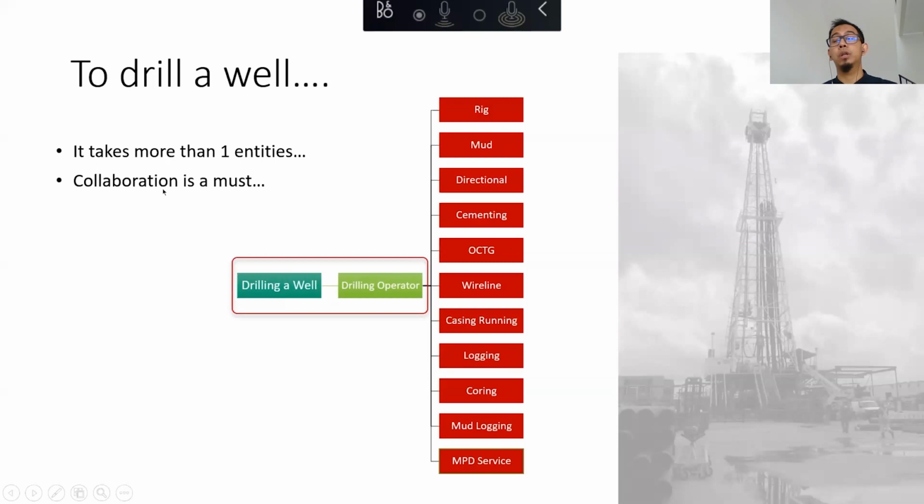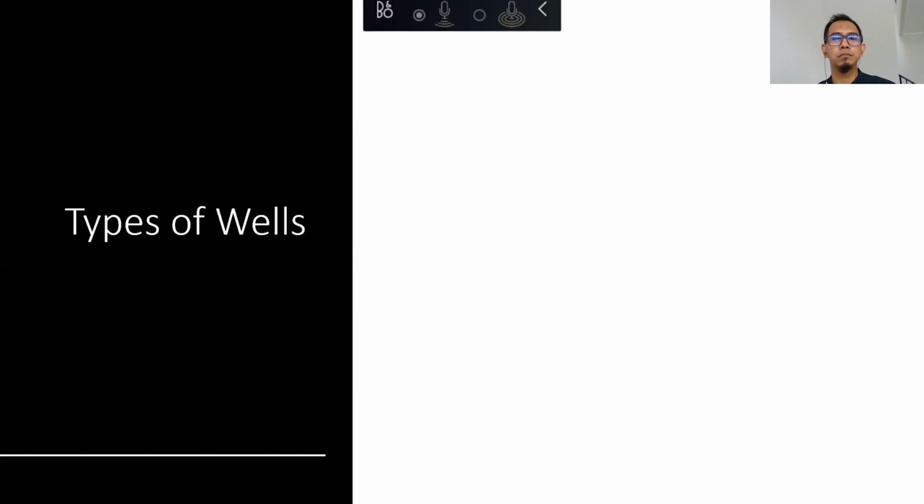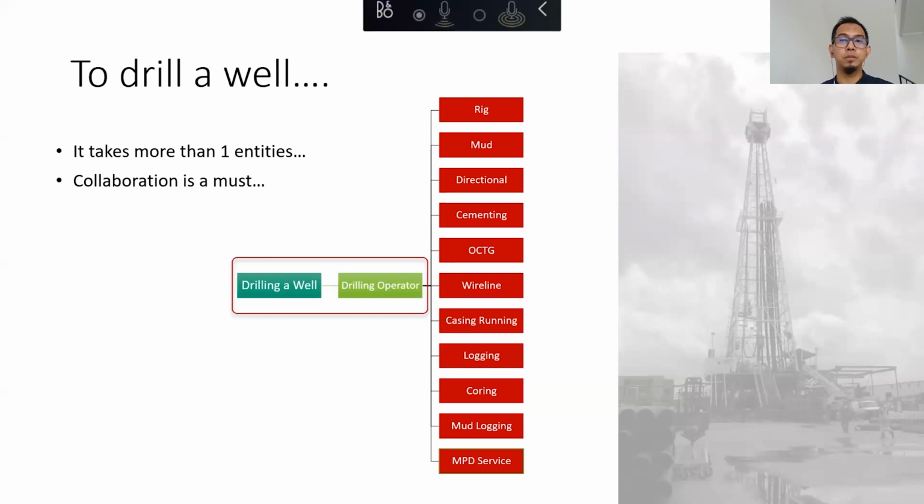For those who don't understand that, I was under the impression when I was in college that Chevron is the one who owned the rig, Chevron provided the mud logging services, Chevron is the entity who provided their own mud services. So that's how uninformed people like me were before. It was incorrect. The correct thing is that there's always a separate and fixed line between the drilling operator and a service company.